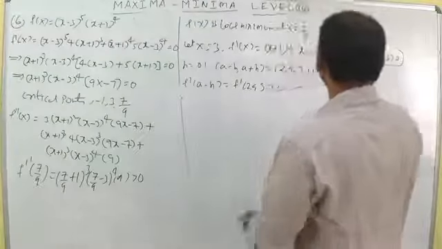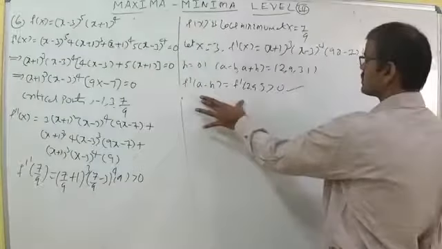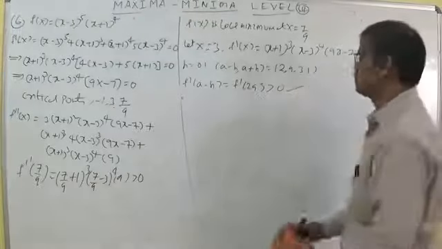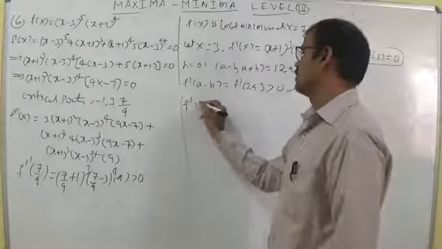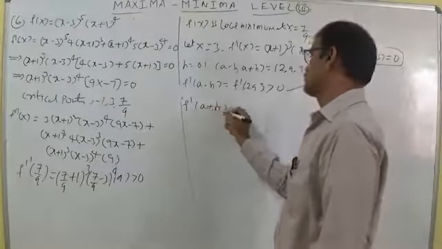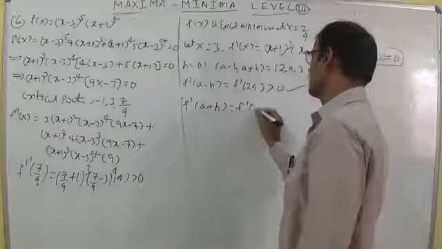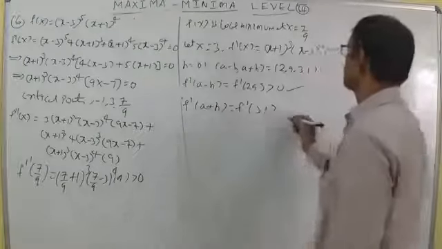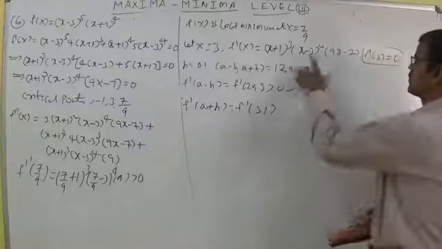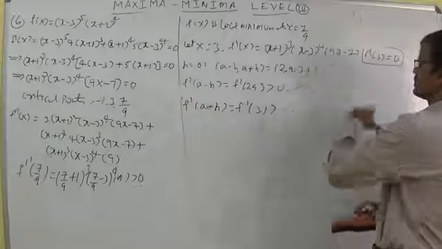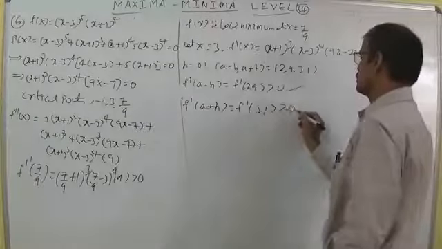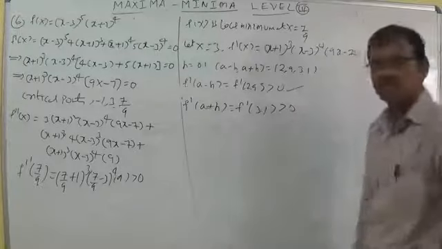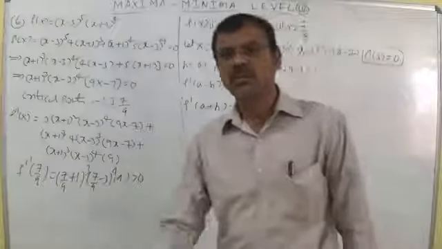Previously we had written f dash of a minus h, it is positive. Now let us discuss about f dash of a plus h. So I am writing here f dash of 3.1. 3.1 plus 3 is positive, 3.1 minus 3 is positive, this is also positive. So there is no change. There is no change, so it is neither minimum nor maximum.